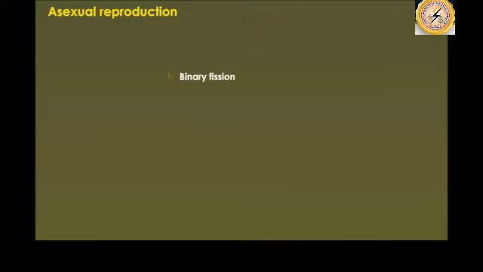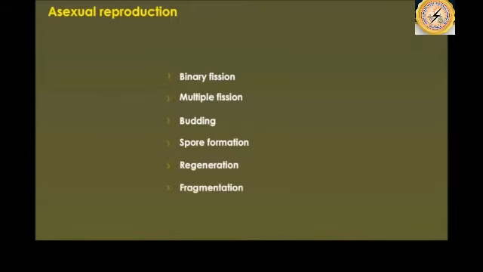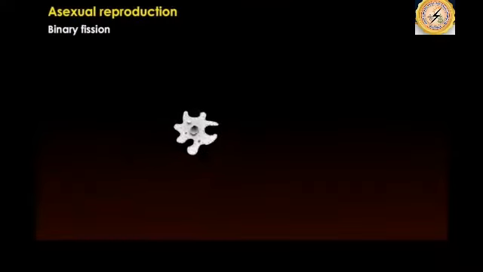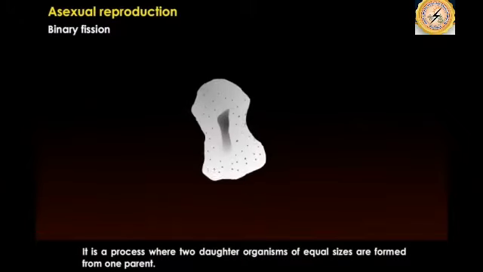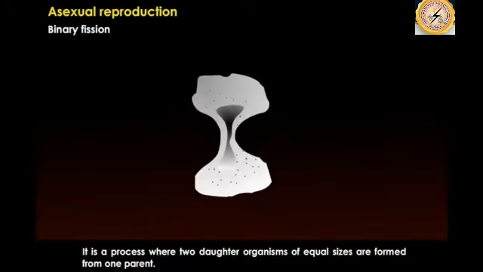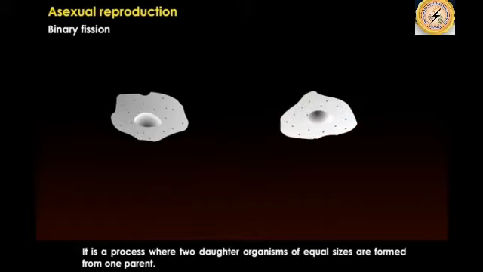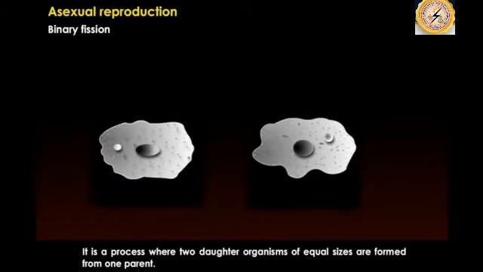So let us proceed further into the various aspects of asexual reproduction. Now there are various types of it. They are binary fission, multiple fission, budding, spore formation, regeneration, fragmentation, and vegetative propagation. The first one is binary fission. It is a process where two daughter organisms of equal size are formed from one parent.